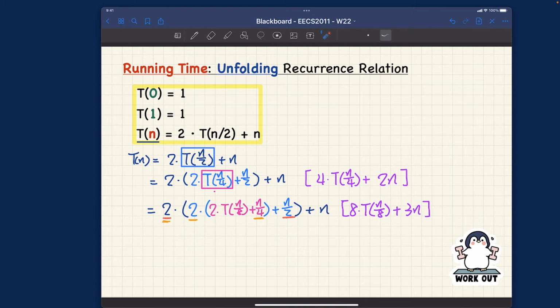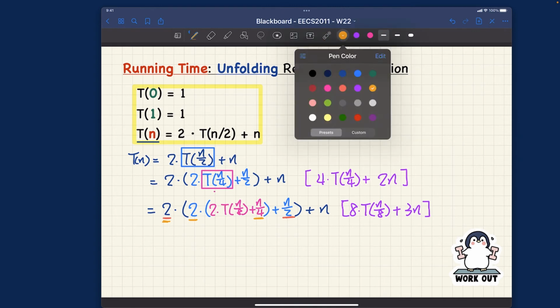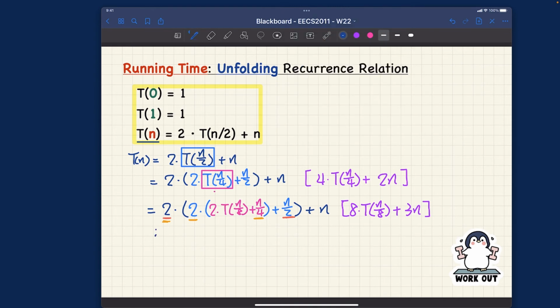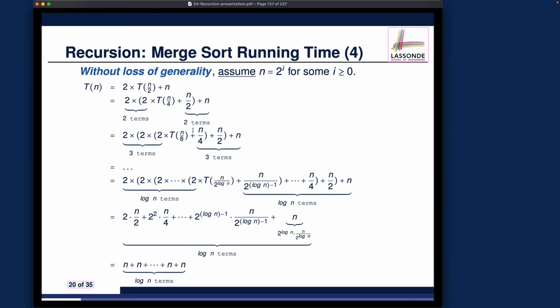And I can already see a pattern there. Maybe you can see that pattern as well. What we want to do is keep unfolding this until we can reach the base case. There are 2 possible ways for you to actually reach the base case. Either you can just go back to the slides and you will see the proof, the unfolding I actually laid out over there.